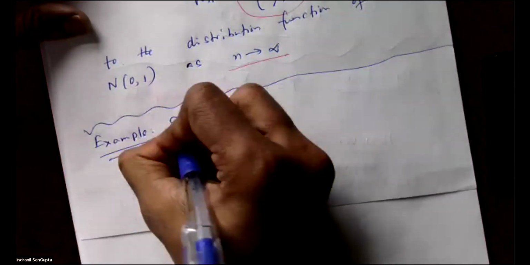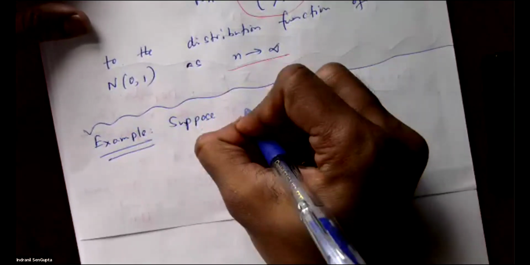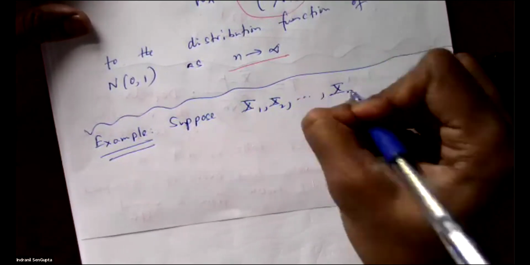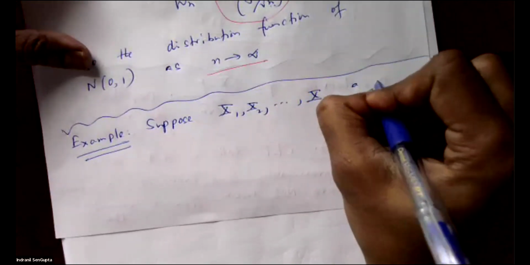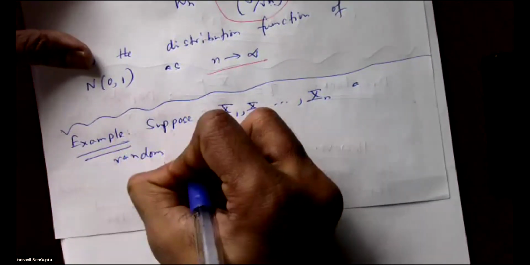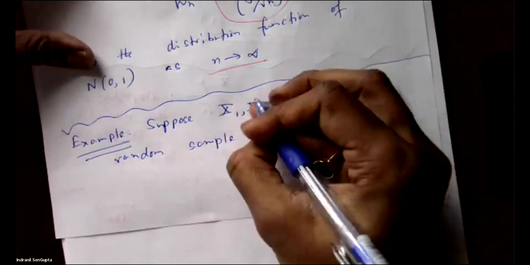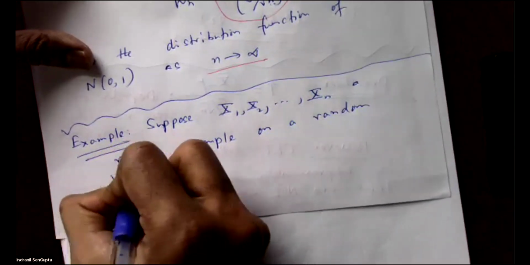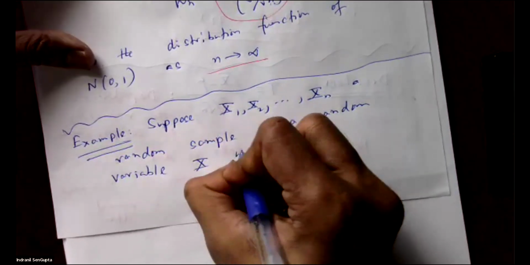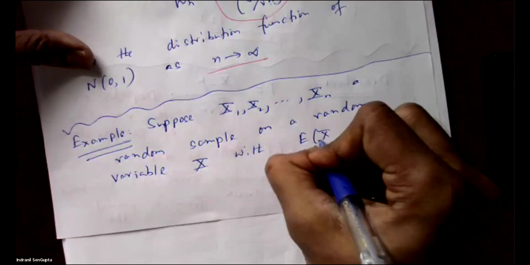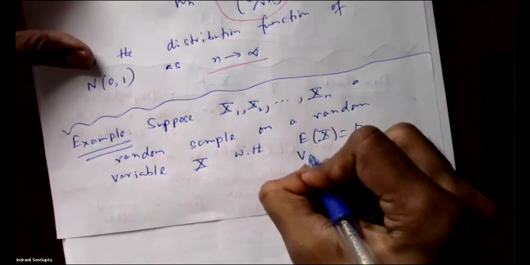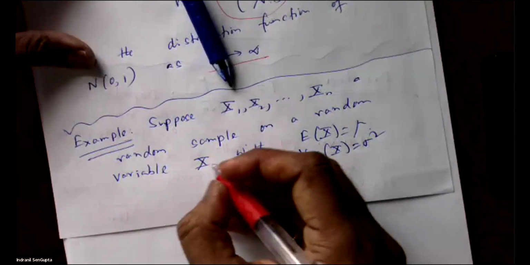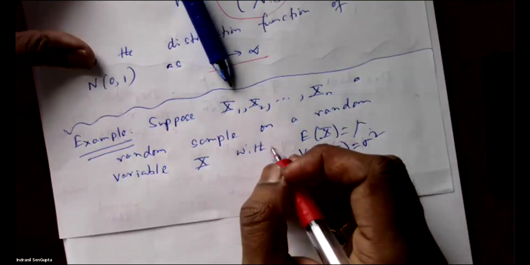Okay, so suppose that we have our n sample x1, x2, ..., xn, our random sample on a random variable x with E of x, the mean, equal to mu, and variance of x equal to sigma squared. What I cannot emphasize enough is that this distribution is not necessarily normal.